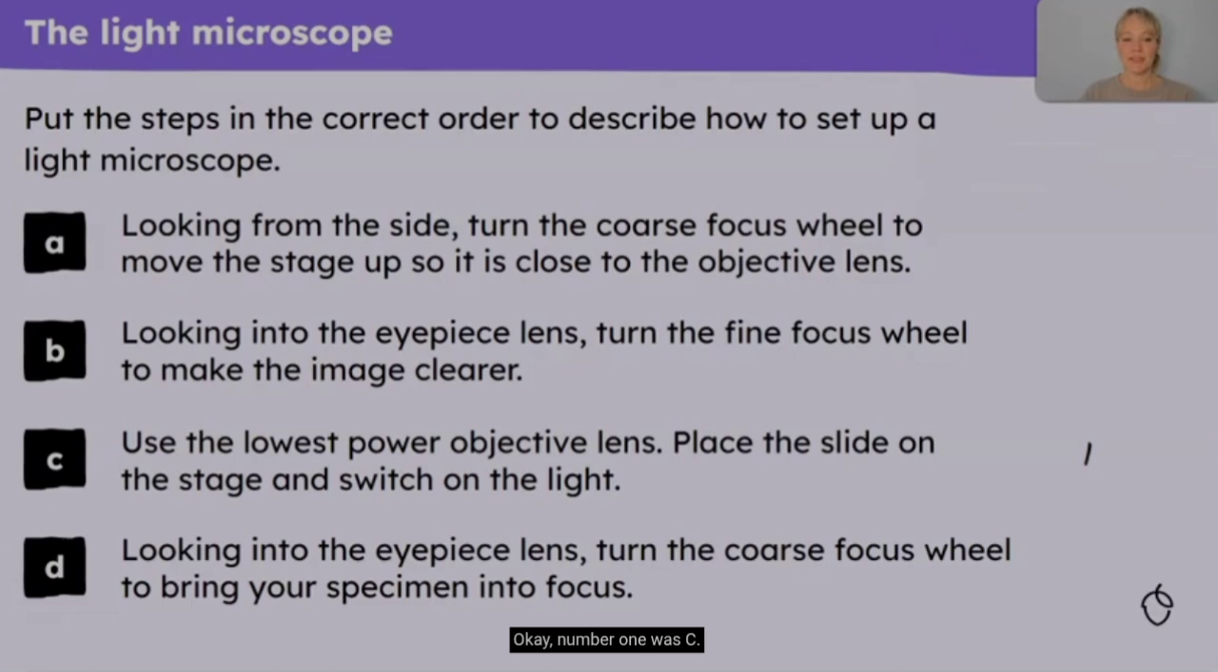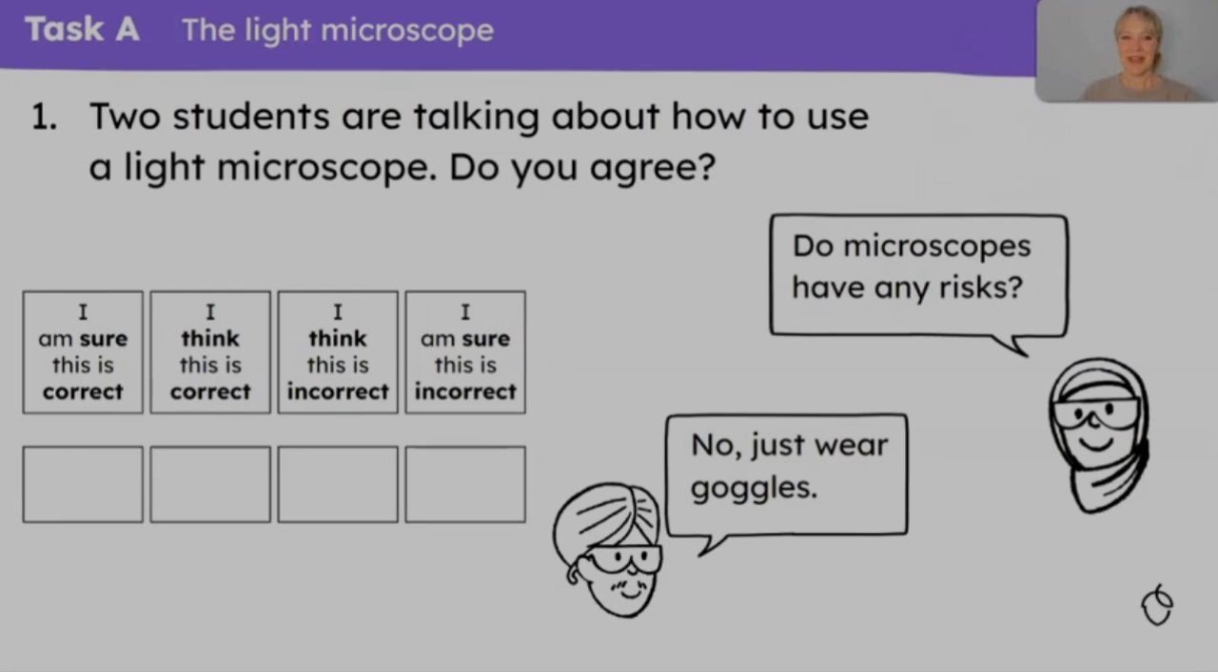Okay, number 1 was C. Use the lowest power objective lens, place the slide on the stage and switch on the light. 2 was A. Looking from the side, turn the coarse focus wheel to move the stage up so it is close to the objective lens. Number 3 is D. Looking into the eyepiece lens, turn the coarse focus wheel to bring your specimen into focus. And finally, number 4, B. Looking into the eyepiece lens, turn the fine focus wheel to make the image clearer. Excellent, well done.